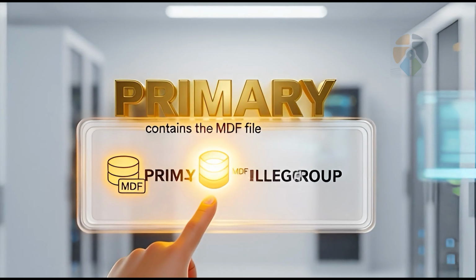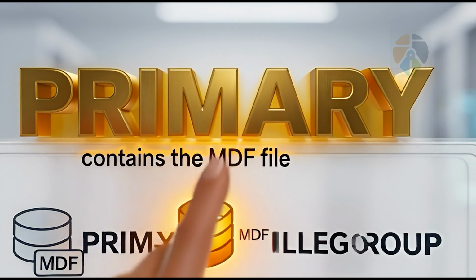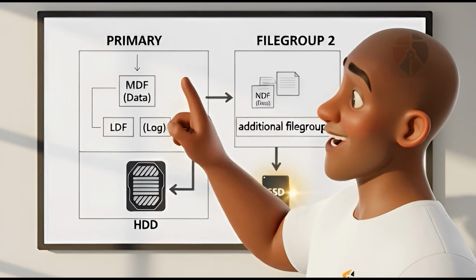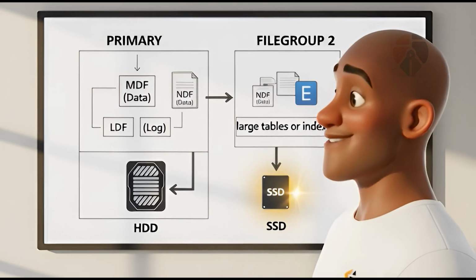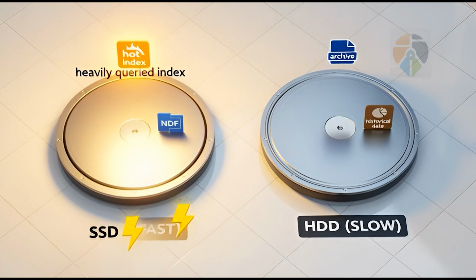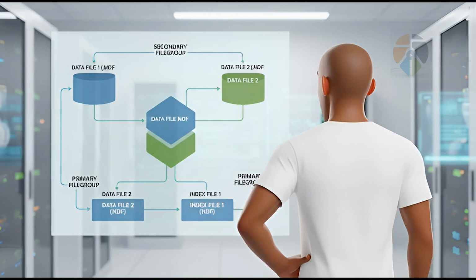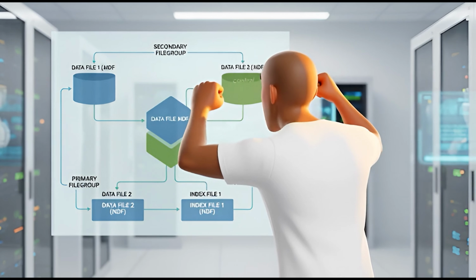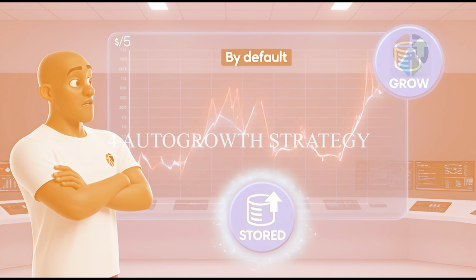Every database has a primary filegroup that contains the MDF file. You can create additional filegroups to organize large tables or indexes onto specific disks. For example, you might put a heavily queried index on a faster SSD in its own filegroup, while keeping historical data on slower storage. Filegroups give you flexibility and control over how your data is physically stored.